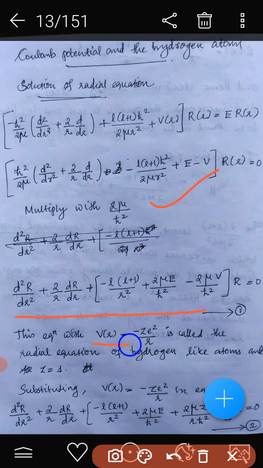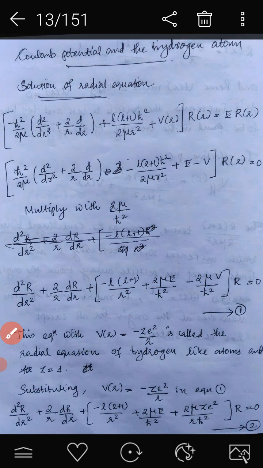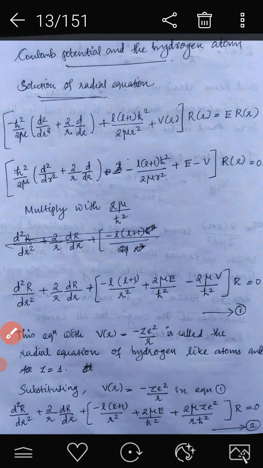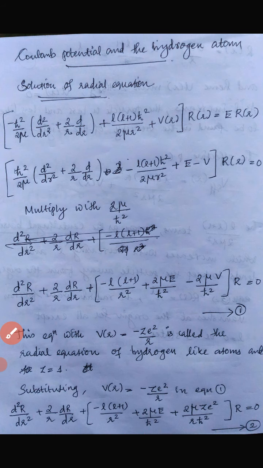So this equation with V of r equal to minus Z e square by r is called the radial equation of hydrogen-like atoms, and for hydrogen atom Z equals 1. Now we can substitute V of r equal to minus Z e square by r in equation 1. Then the equation becomes d square R by dr square plus 2 by r into dR by dr plus minus l into l plus 1 by r square plus 2 mu E by h cross square. And instead of V, I substitute minus Z e square by r, so this minus becomes plus here. So plus 2 mu Z e square by r h cross square, into R is equal to 0.